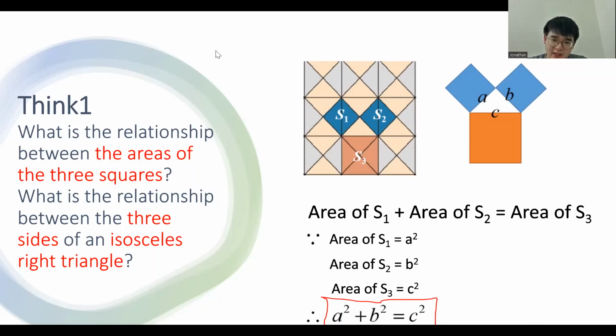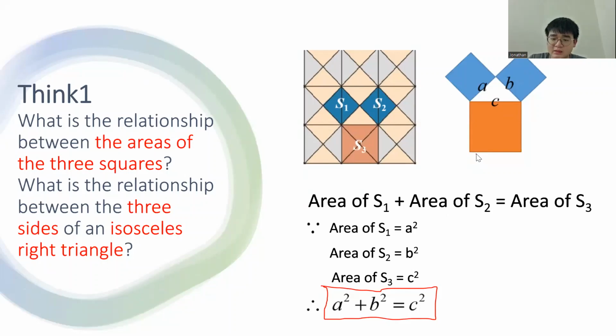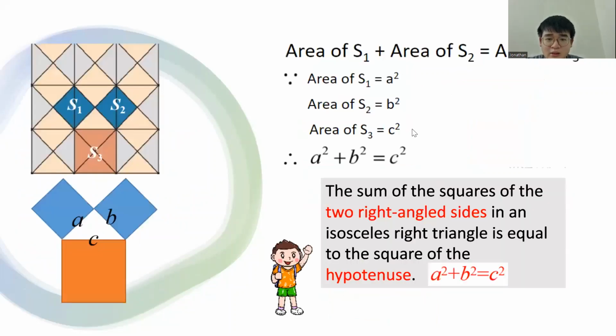So next one. After we have known this, then we need to use this formula. So the next one, you can see here, this is the conclusion. The sum of the squares of the two right angle sides in an isosceles right triangle is equal to the square of the hypotenuse.